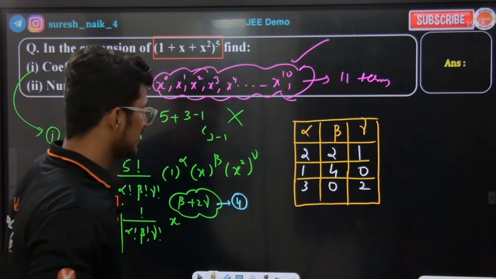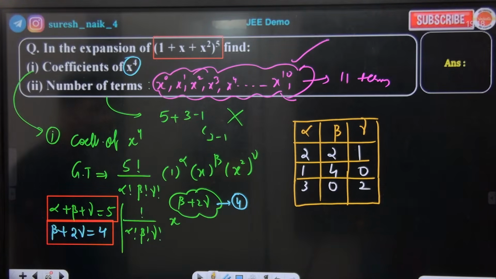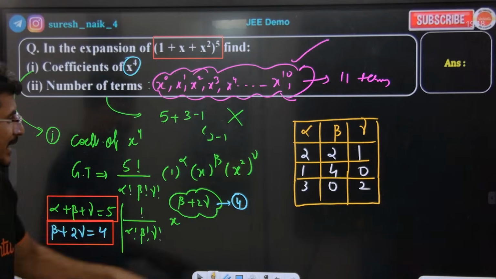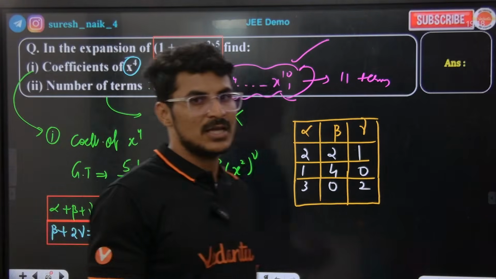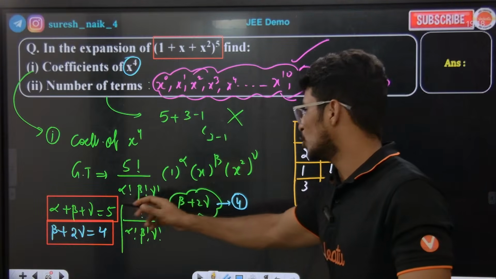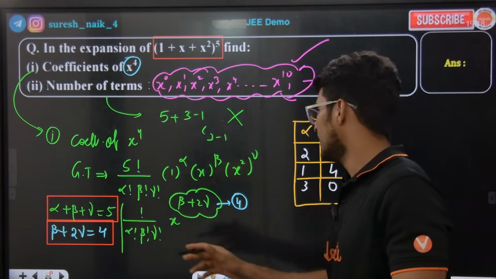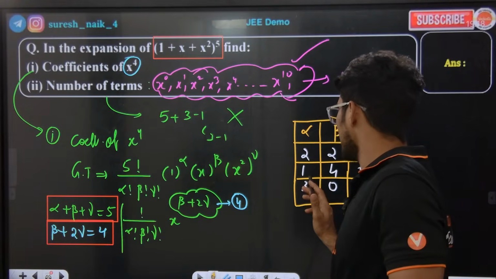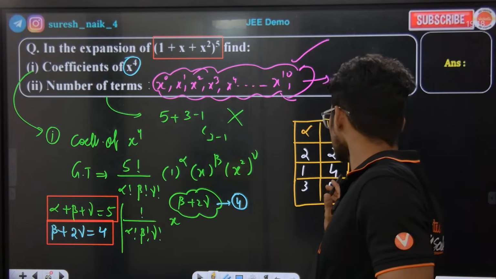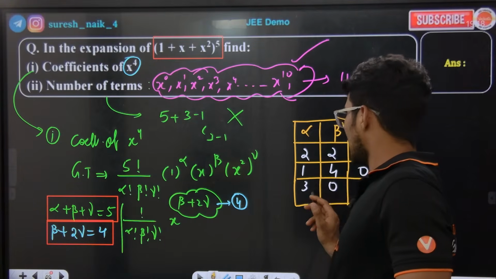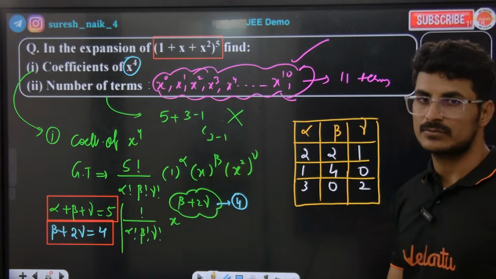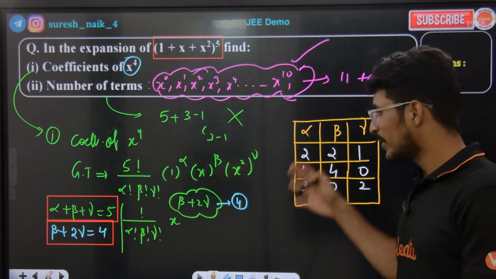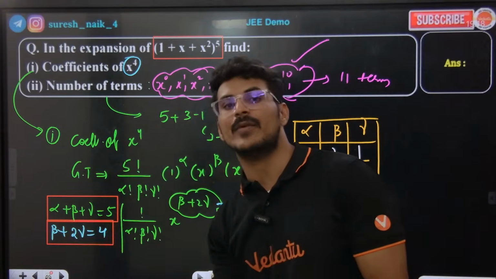Okay? So these are the possible combinations: 2 2 1, 1 4 0, 3 0 2. Correct or not? 2 2 1, 1 4 0, 3 0 2. Alpha, beta, gamma values should satisfy, I mean if you substitute here it should satisfy. Sir, how did you get the idea, see. If you put 2 2 1, 5 will come. Alpha is 1, beta value 4, gamma 0. Now alpha value 3, beta is 0, gamma is 2. Everything will satisfy. Every combination I took here will satisfy these two equations.